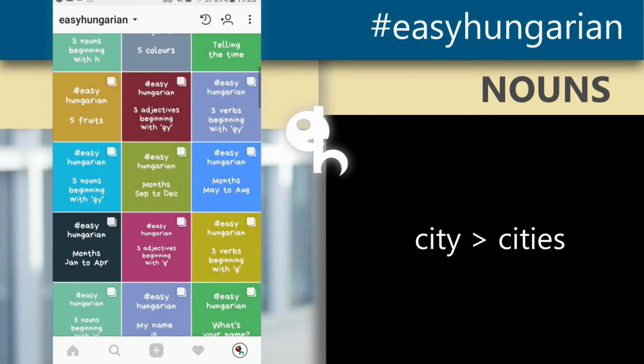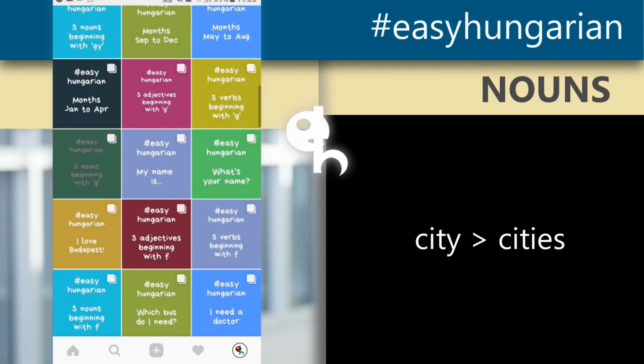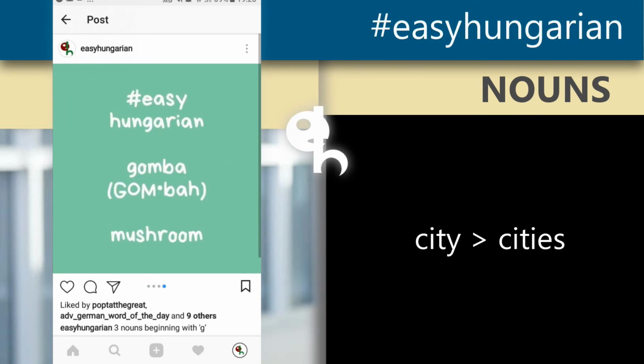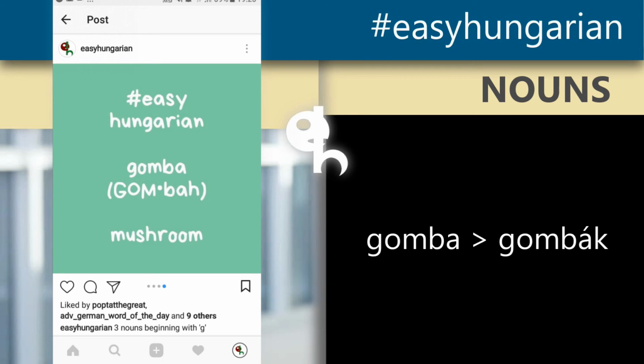Sometimes in English, the word itself changes. For example, city becomes cities when we change it into plural. Notice what happens to the Y there. And a similar thing happens in Hungarian with certain words. If you look at the word mushroom, gomba, it doesn't become gombok, it becomes gombák. So these are just a few things to keep in mind. That should give you a very good starting point to plurals in Hungarian.